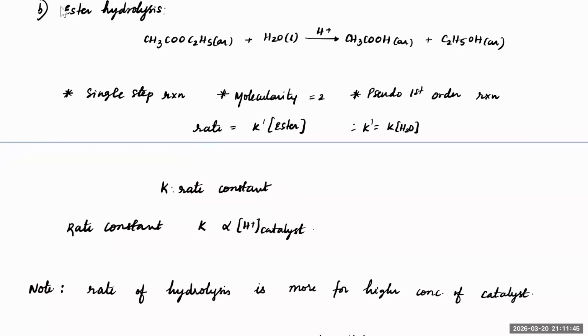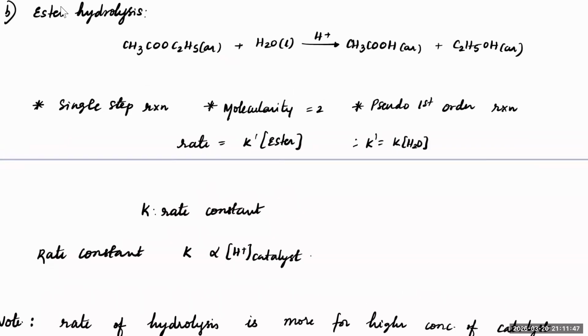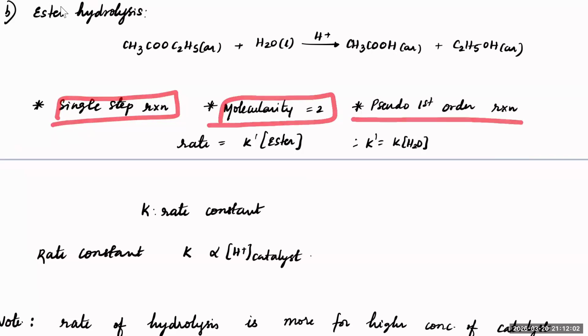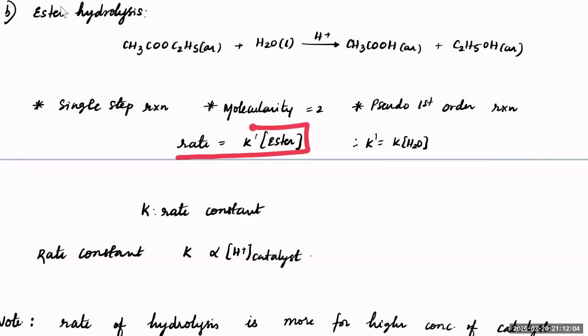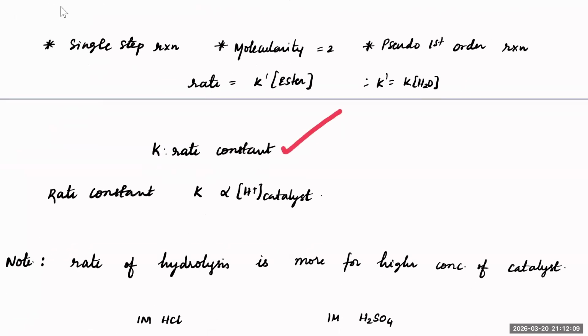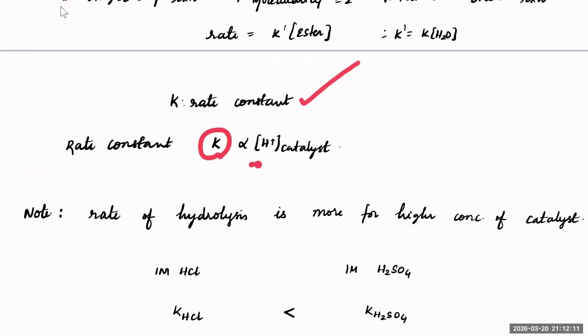Next one is about ester hydrolysis. Ester hydrolysis is also a first order kinetics. An ester, adding it in water, you will get acetic acid and ethanol. Now, this is also a single step reaction. Its molecularity is 2. It is a pseudo first order kinetics. Rate can be written as k into ester concentration. k is the rate constant. Rate constant is always proportional to the concentration of the catalyst.